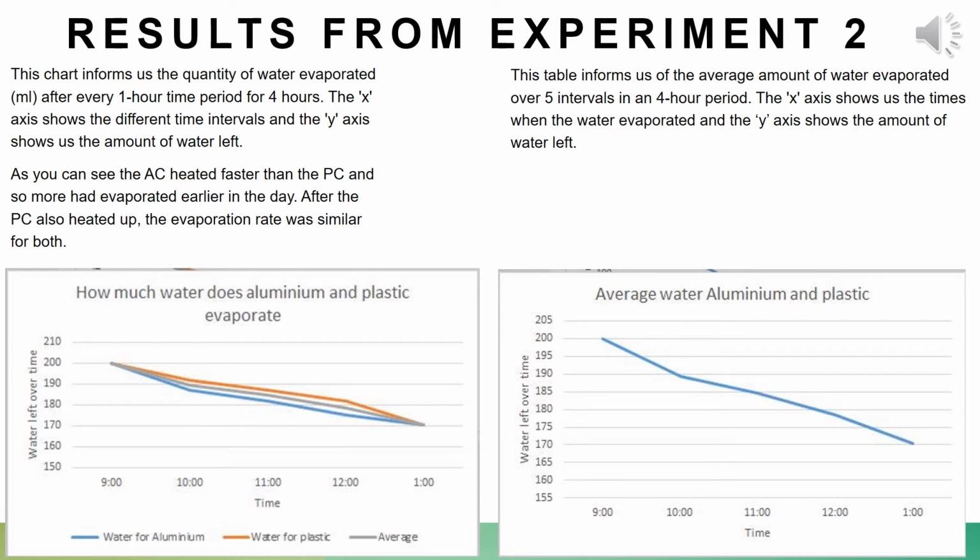The table on the right informs us of the average amount of water evaporated over 5 intervals in a 4-hour time period. The x-axis shows us the times when the water evaporated, and the y-axis shows us the amount of water left.